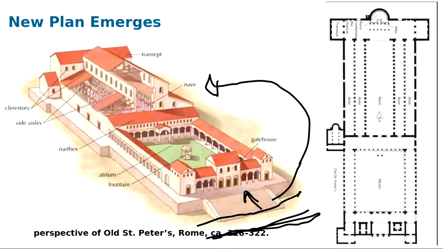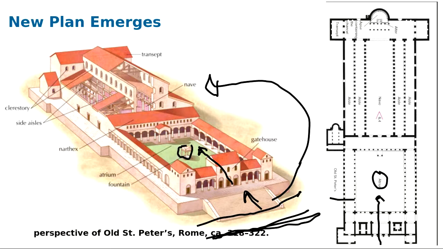And so they build this gatehouse, and then as you keep going, you cross and get into this open courtyard, which is called the atrium. And again, you can see it here in plan. Remember, we talked about plan perspectives. You enter into the atrium, and then you're met with this fountain, which is not here in the plan, but you're met with this fountain.